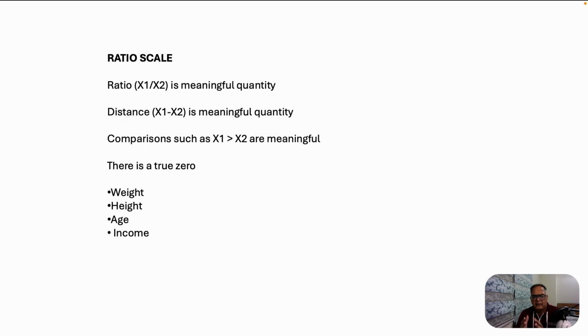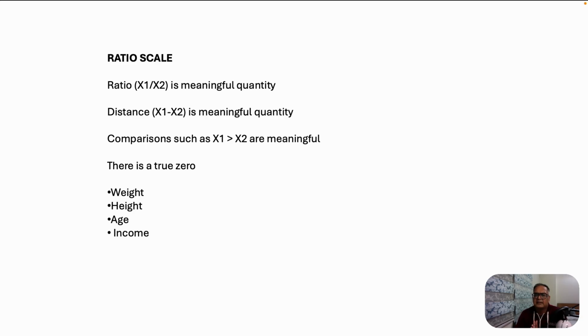Let us say weight of a person, height of a person, age, income. So you can always have a ratio. Let's say you're comparing heights of two people. You can always say that one is twice as tall as another. Similarly, one earns four times as much as another person. So for the income variable, the ratio is a meaningful quantity.